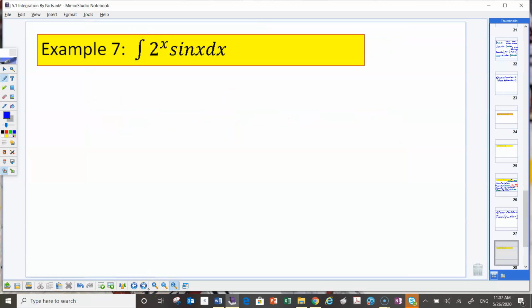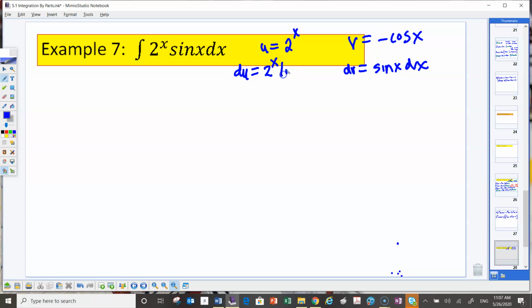So again, using our LIPET rule, u is equal to 2 to the x. dv is going to be sine x dx. So v is negative cos x. And du, remember the derivative of an exponential base a is itself, times the derivative of the exponent, which is 1, times the natural log of the base.